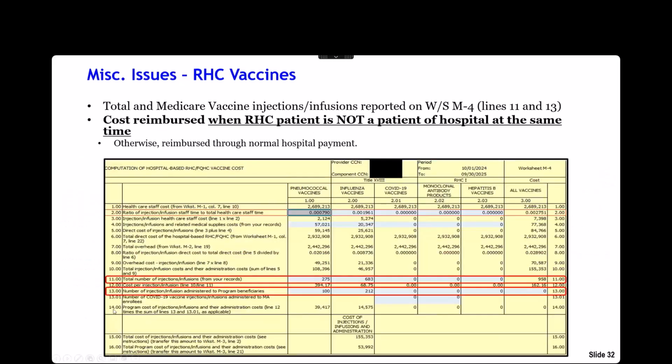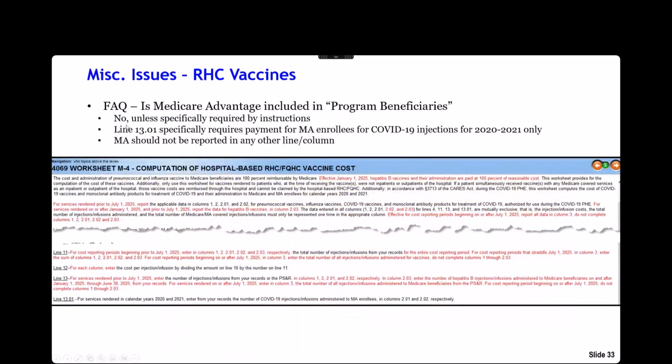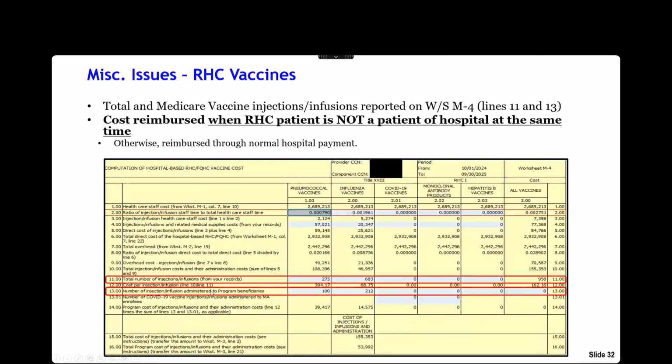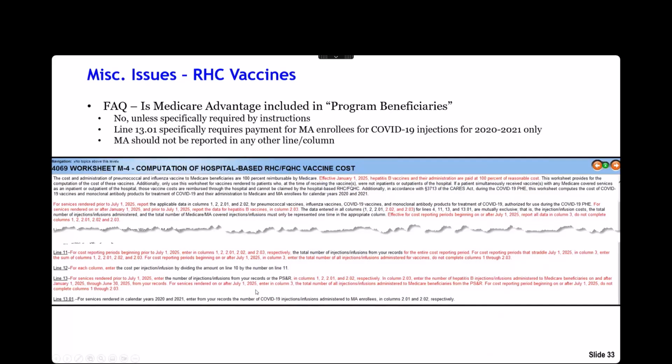By the way, I do want to point out one thing before we go any further. Line 13.01 is specifically for COVID-19 vaccine injections administered to MA and so this term right here, program beneficiaries. Program is Medicare, Part A, Title 18, or I should just say Medicare Title 18, actually.